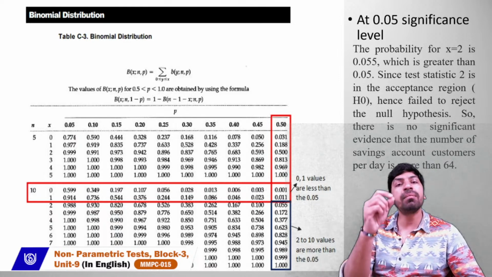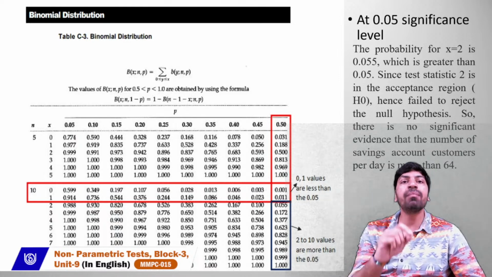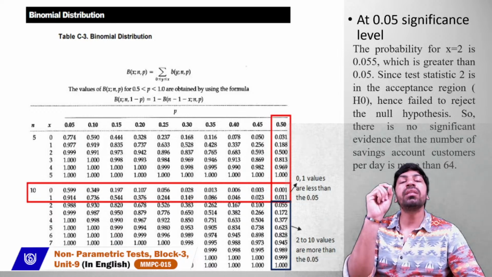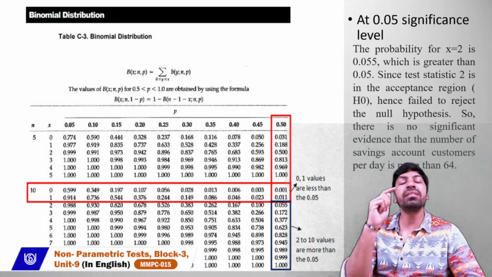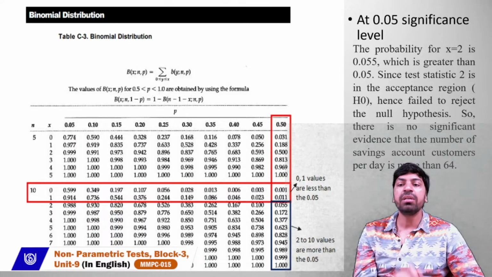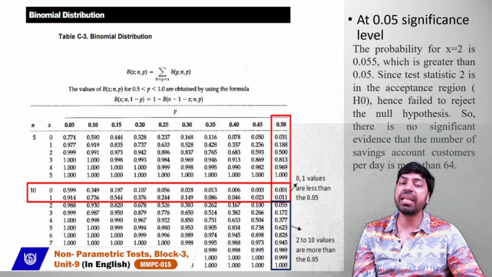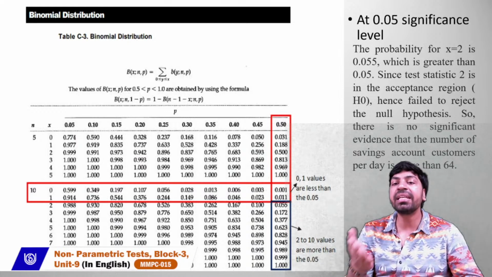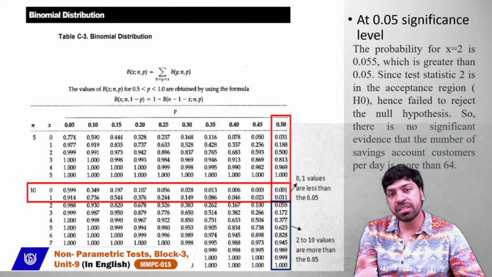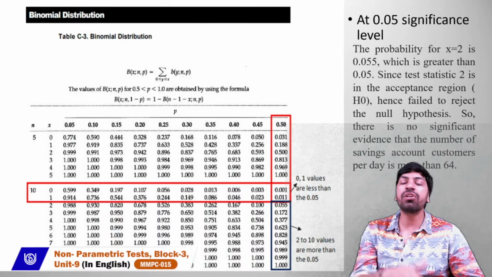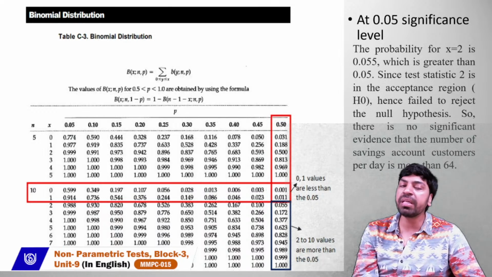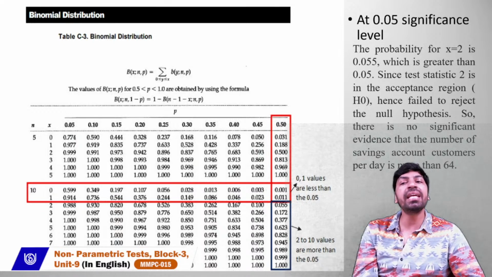As the clerk has already claimed that the number of customers per day is more than 64, that means the median is more than 64. So we have to state whether it is more than 64 or not. Based on the binomial distribution table, we look up the probability for x = 2.